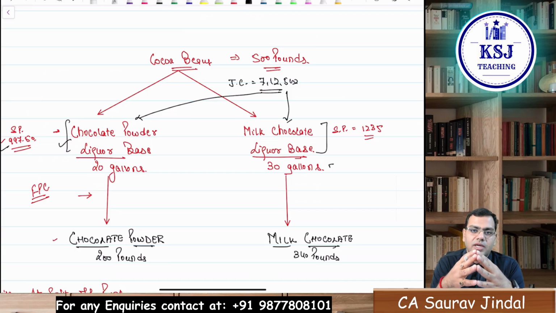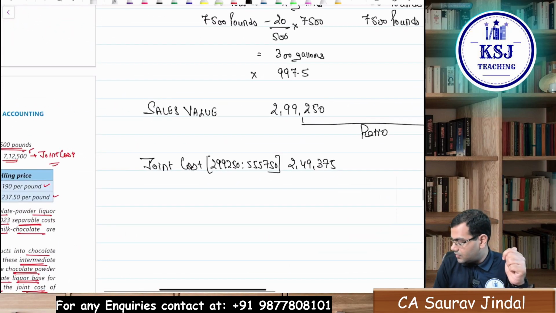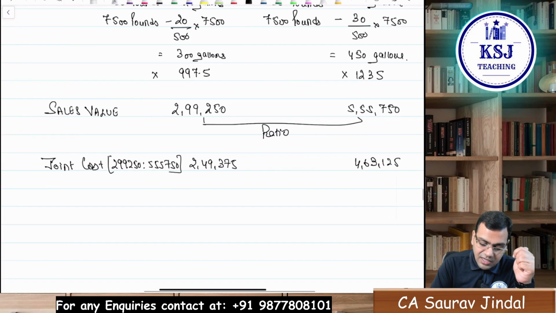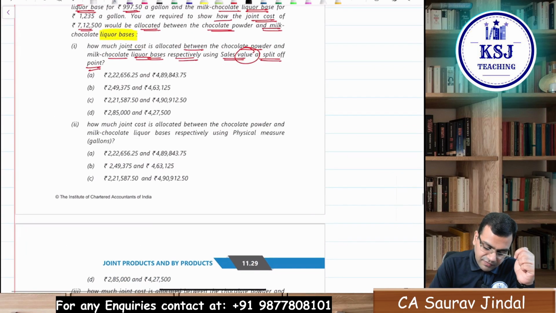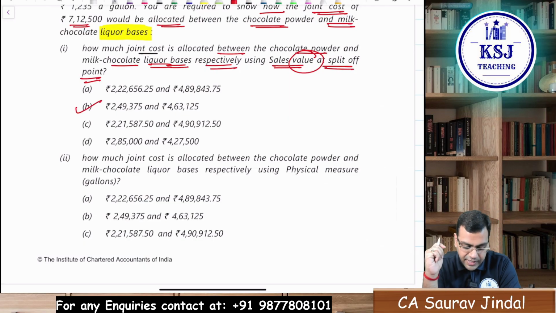So first we calculate the total number of gallons of these liquor bases which have been produced, multiplied by the selling price. That will give you the sales value. One thing you have to be very careful about here is they are not asking you to distribute on the basis of the selling price. There is a difference between the selling price and the sales value. Sales value means quantity multiplied by the price, because these are the small mistakes that you might commit, right? So this is where we have to be very careful. So 249,375. So we have option B. Clear?